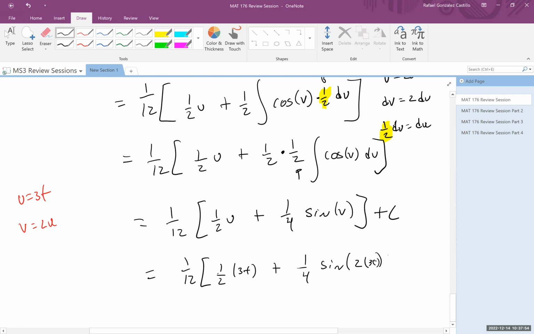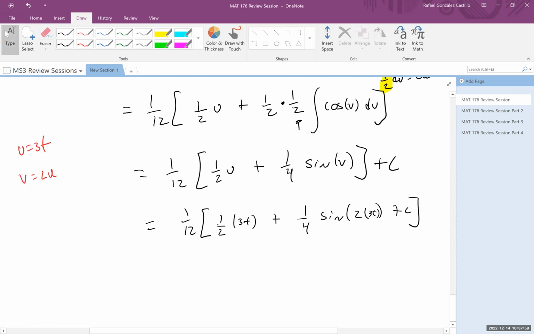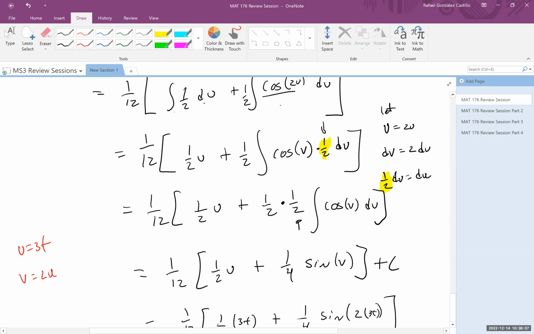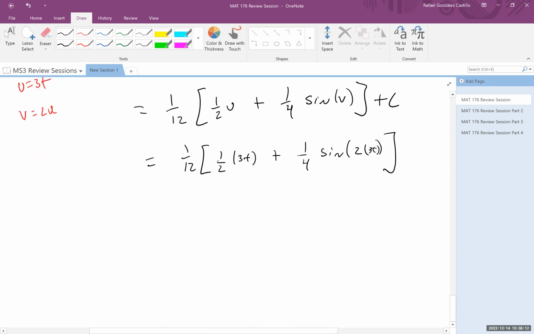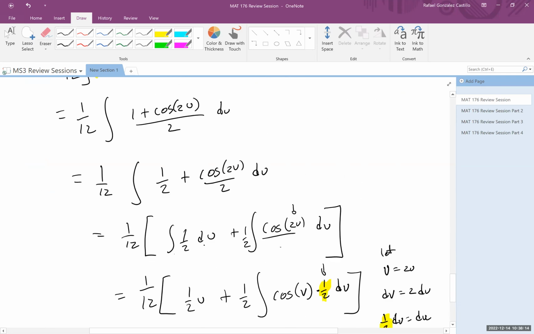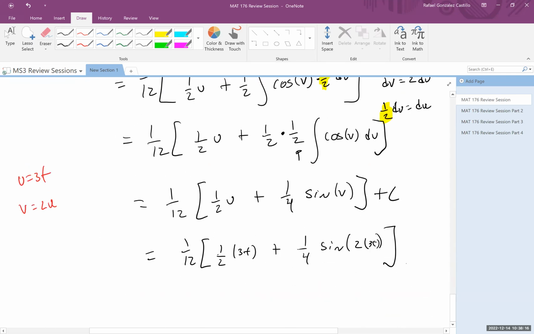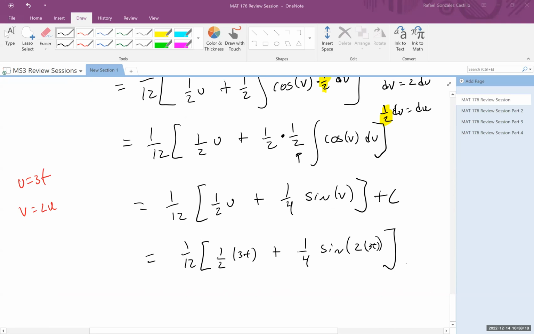And plus c. Actually, let's drop the plus c because I will be evaluating this, since we have the limits of integration. The limits of integration originally were 0 to pi over 12. So eventually we're going to evaluate this using the fundamental theorem. So we're writing this from 0 to pi over 12. We're almost done with the problem.